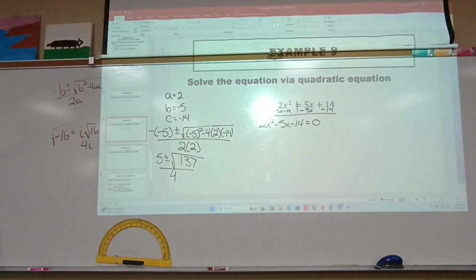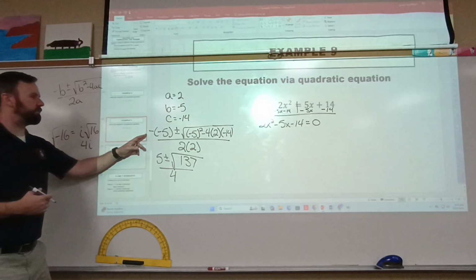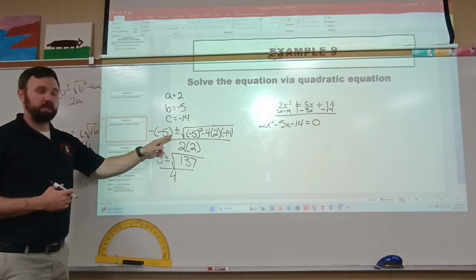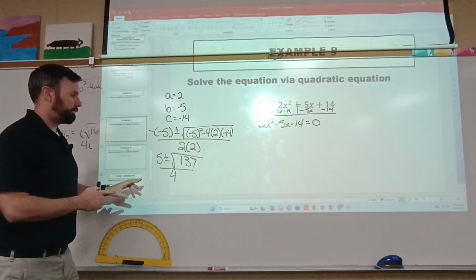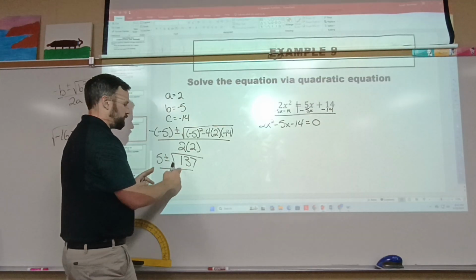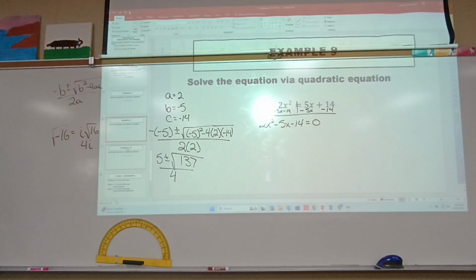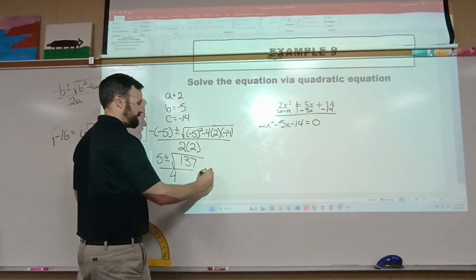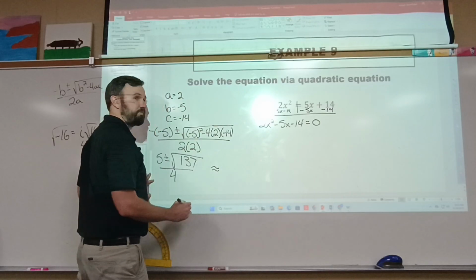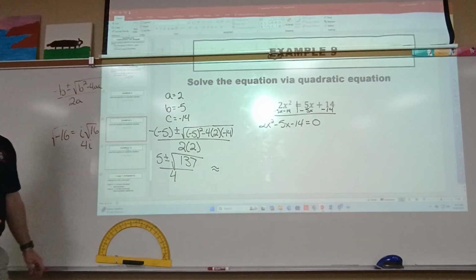Uh-oh. That's a gross answer. That's definitely not going to be a nice decimal. So what do I do? Are we okay with this step? And then from here, you plug in your calculator. You do 5 plus the square root of 137, divided by 4. Help me out if someone can. It's my first day. So do the pluses, and then you do the minuses.